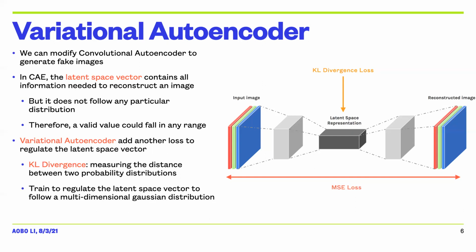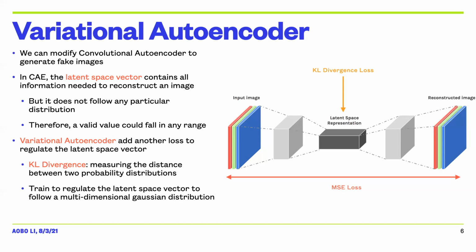Like its first value can be between 0 to 1, its second value can be between 1,000 to 2,000. You really don't know what the range of those values are and what kind of distribution they will follow. Therefore, a valid value for generating a reasonable image can fall in any range, and it's very hard to reproduce it. So the idea of variational autoencoder is to add another loss to regulate the latent space vector.